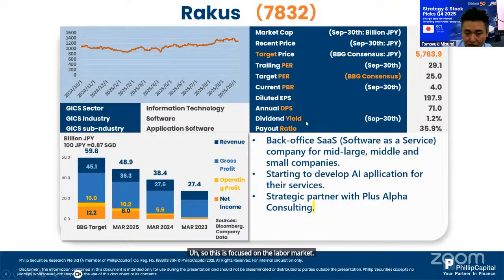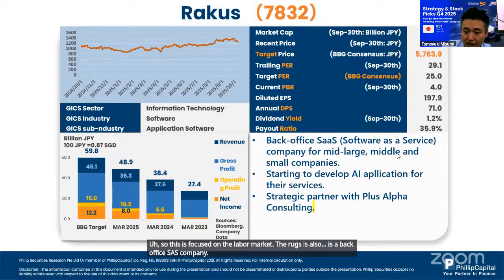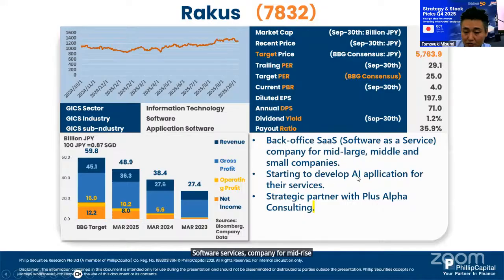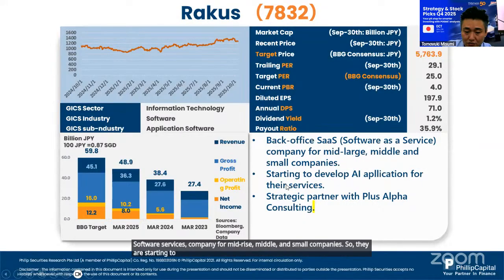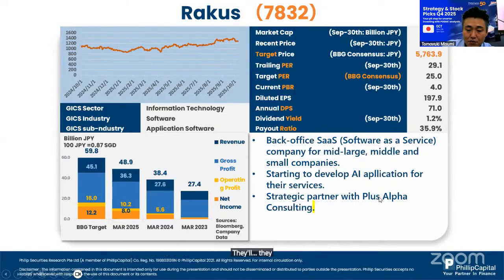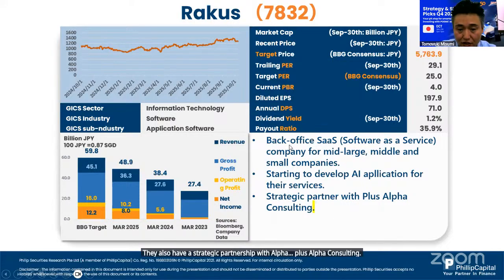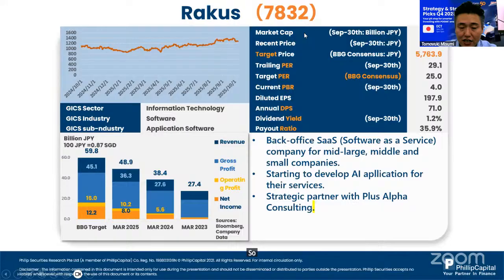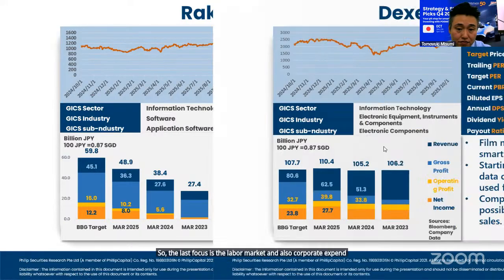Raxus is also a back office SaaS company, software as a service, for middle and small companies. They are starting to develop AI applications for their services. They also have a strategic partnership with Alpha Consulting. So their focus is the labor market and also corporate expenditures.